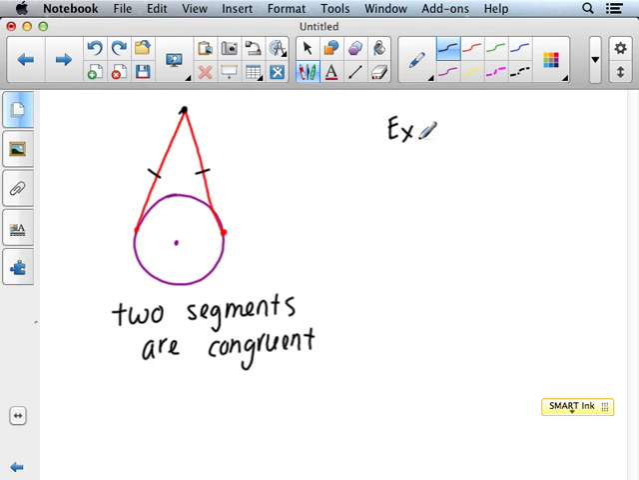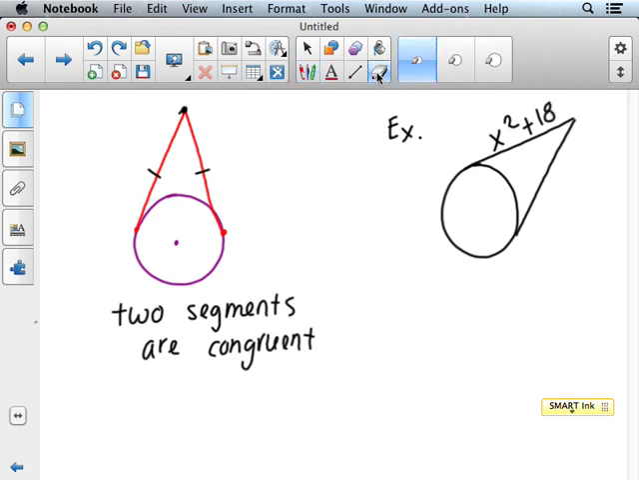So, for example, let's say I give you, here's a circle, here's a segment, here's a segment. I say this is x squared plus 18, and I say this is, let's make this minus. Oop. Minus 18, and I'll make this 7. And I want you to solve for x.